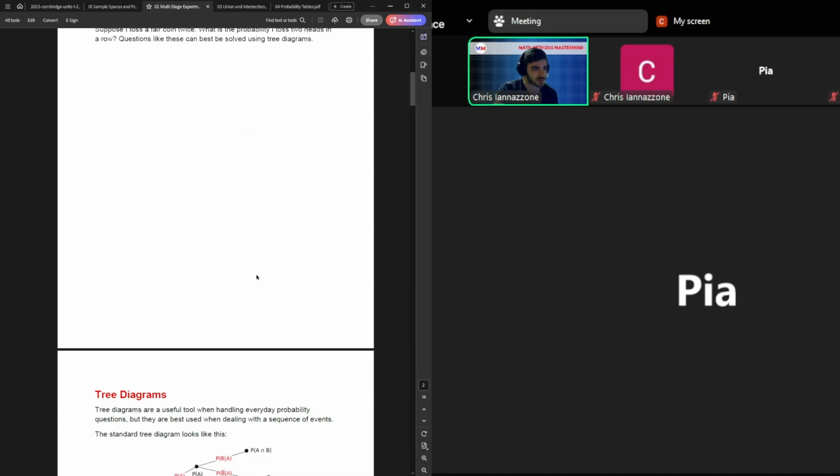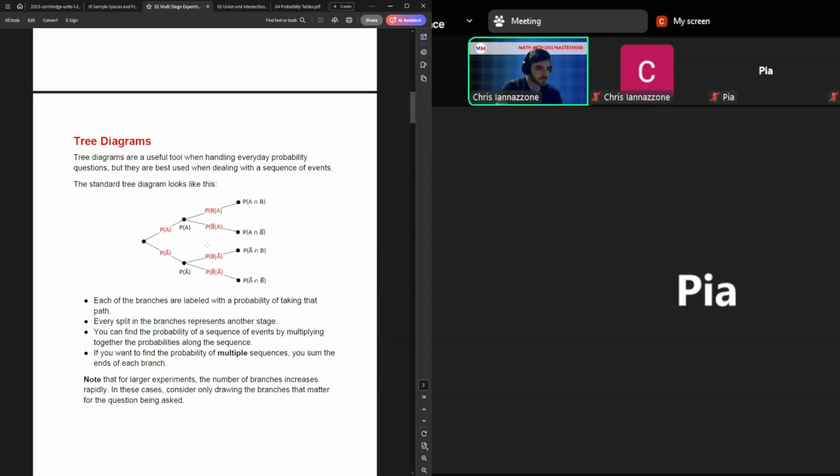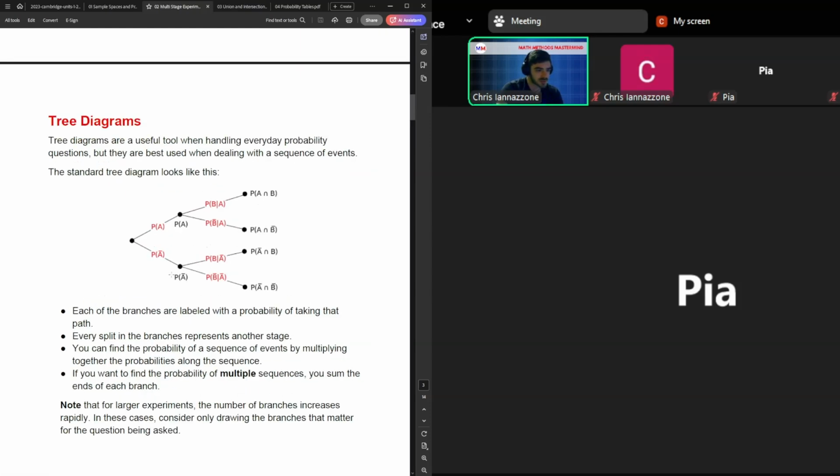If you have more complicated questions, so they have multiple stages to them in a row, then doing something like a tree diagram can be nice to visualize what's going on there. The standard tree diagram looks something like this. You're going to have a certain number of choices, could be 2, could be 3, depending on how complicated your question is. And essentially, the way this works is you're looking at all the possibilities of the combinations of those branches.